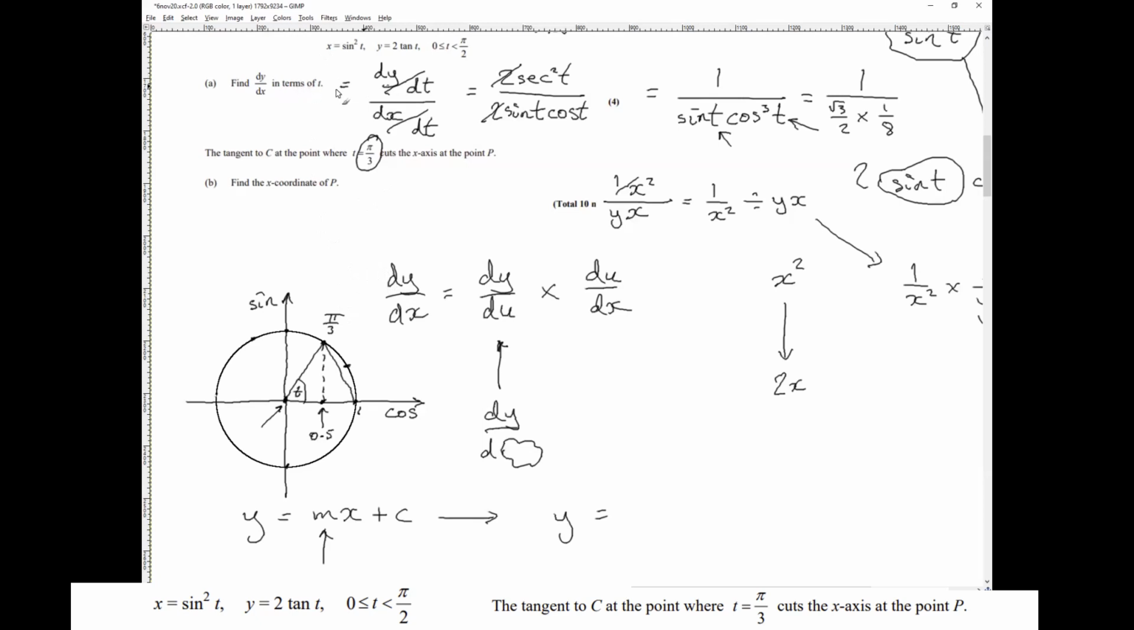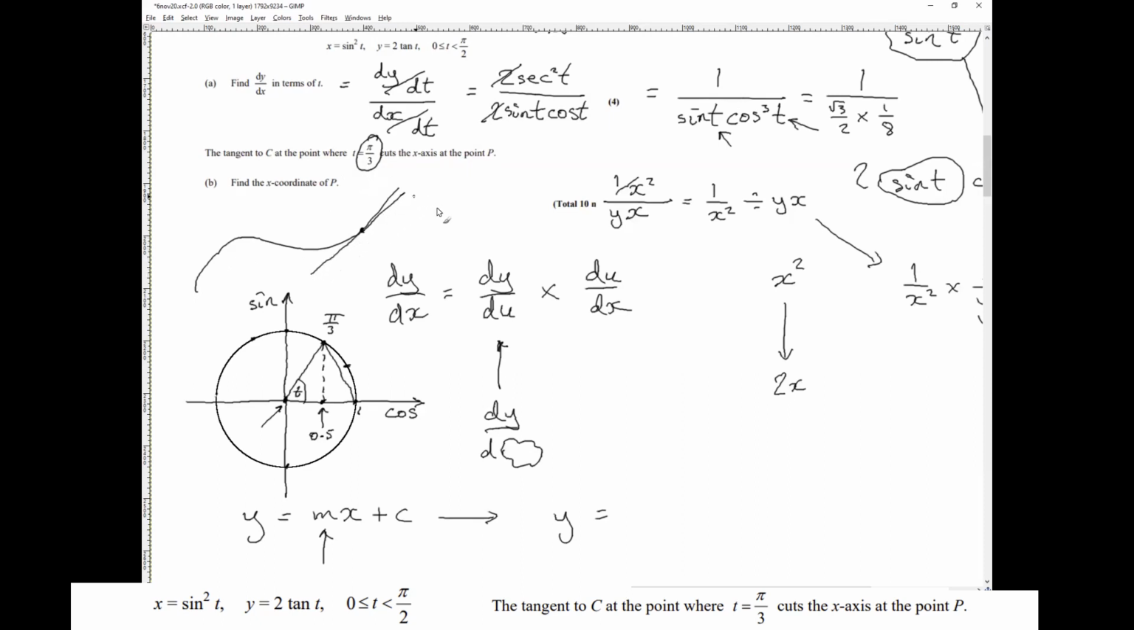Don't worry. Why did we differentiate? Because they told us to. But we probably would have done that if we wanted to know the gradient of C at any point on the curve. Differentiating is how you find the gradient. We differentiated, and then we found the gradient at the particular point where t equals pi over 3. So we found the gradient at a particular point, and that's going to be the gradient of the tangent at that point.